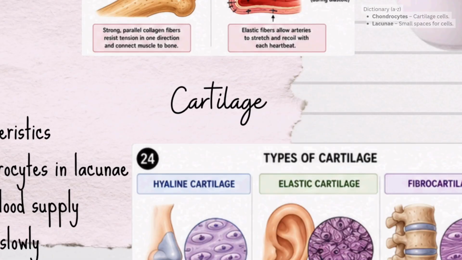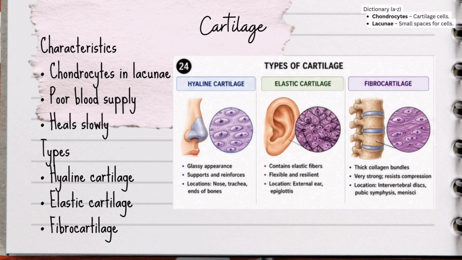Now, let's move on to the specialized connective tissues, starting with cartilage. Have you ever wondered why an injury to your knee or ear often takes much longer to heal than a cut on your skin? One major reason is that cartilage has a very poor blood supply, with fewer blood vessels delivering oxygen and nutrients. The healing process is much slower. The cells of cartilage are called chondrocytes, and each one sits inside a small cavity known as a lacuna. There are 3 major types of cartilage, each adapted for a different function.